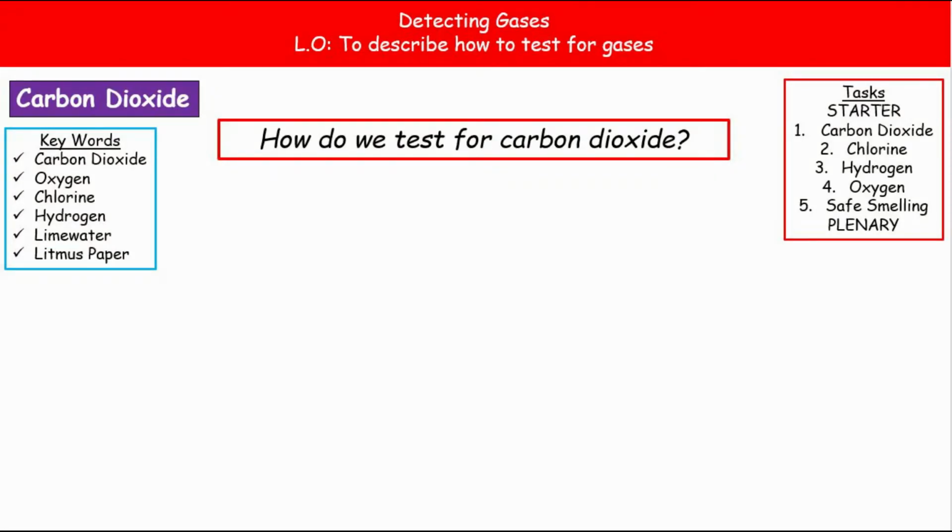Okay, so the first gas we need to know how to identify is carbon dioxide. Now, I'm hoping this is one that you have already encountered at some stage in your science careers at school. So see if you can describe how we test for carbon dioxide.